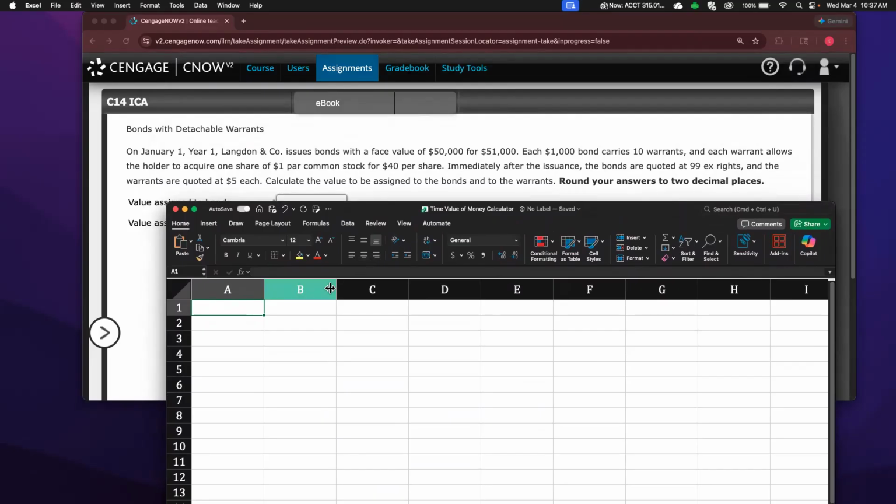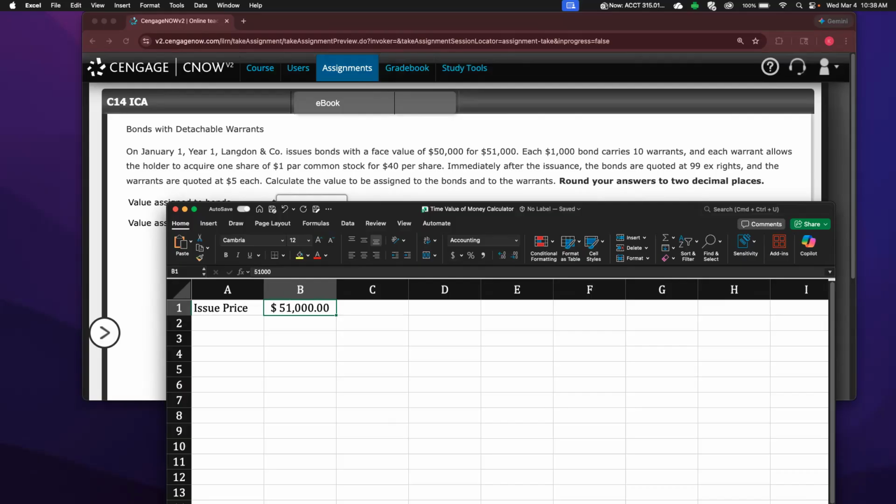So first, we need the issue price of our bonds. We issued the bonds for $51,000. Okay, so for our issuance price, we have 51,000. The 51,000 is the total amount that has to be allocated between our bonds and our warrants. The next thing we need to do is determine the market value of the bonds without the warrants.